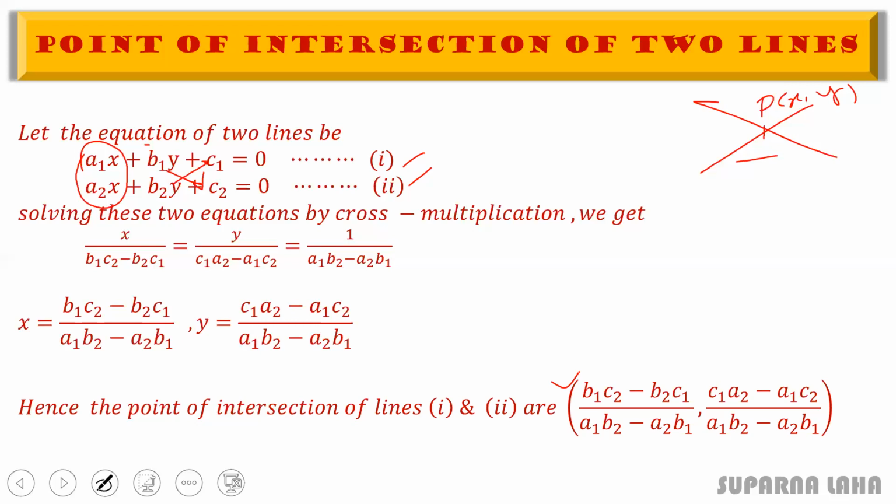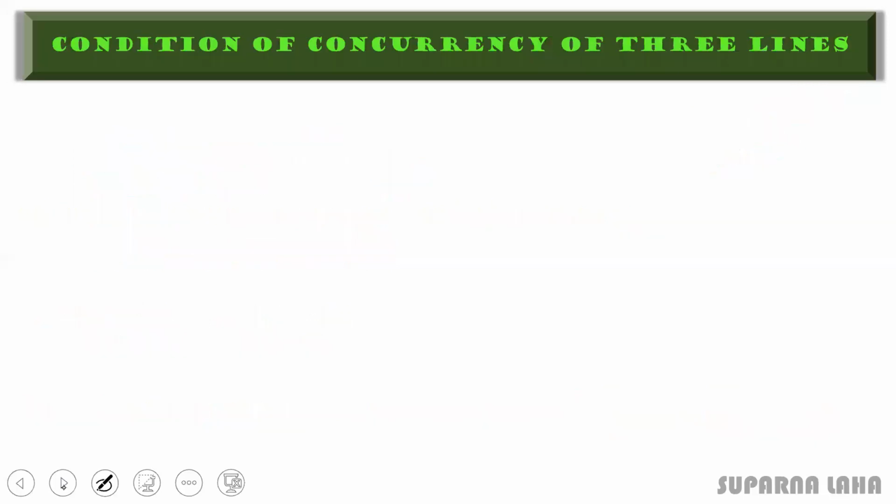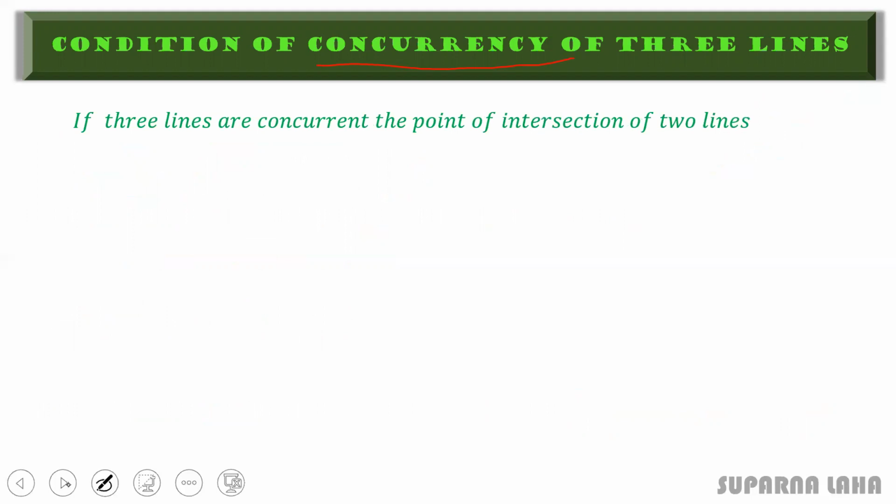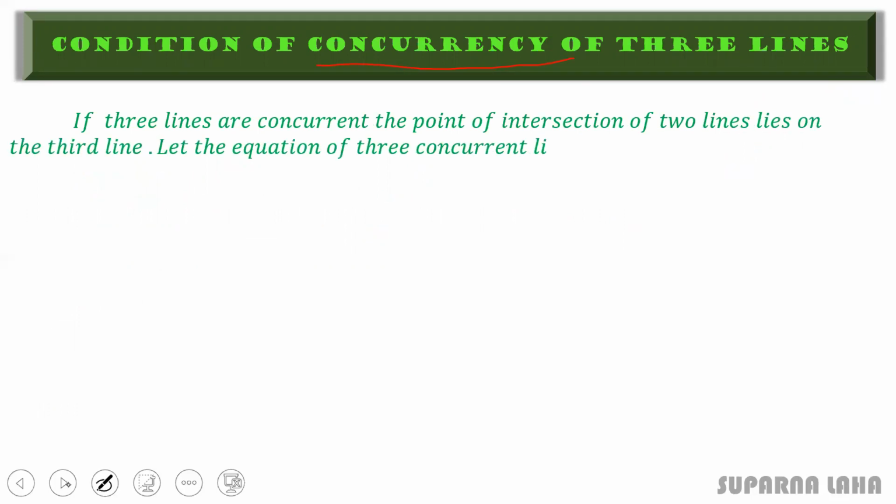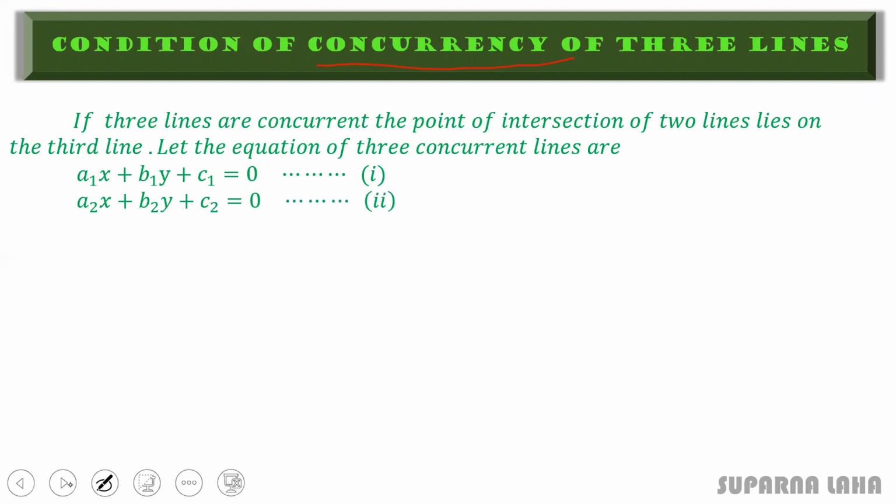Now, if three lines are passing through a single point, that is the condition for concurrency of the three lines, then what is the condition for it? So take the general equations of three lines, which are a1x plus b1y plus c1 equals 0, and a2x plus b2y plus c2 equals 0, and a3x plus b3y plus c3 equals 0. So take these three equations.